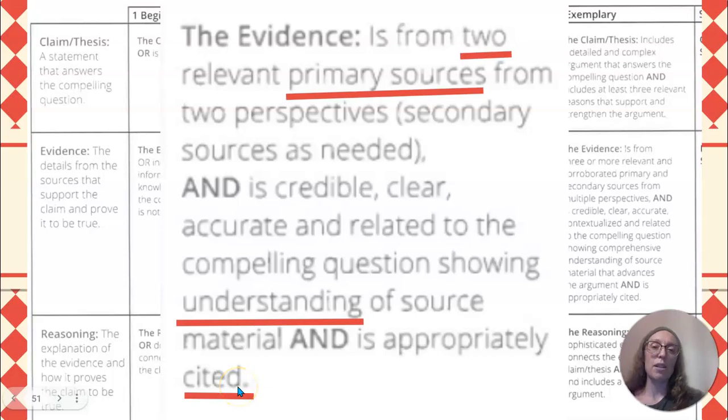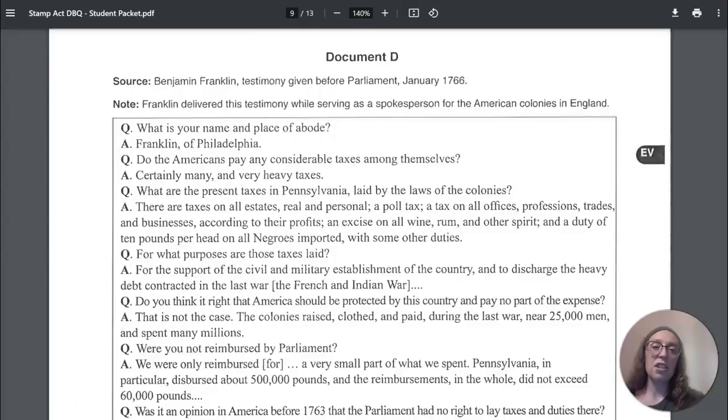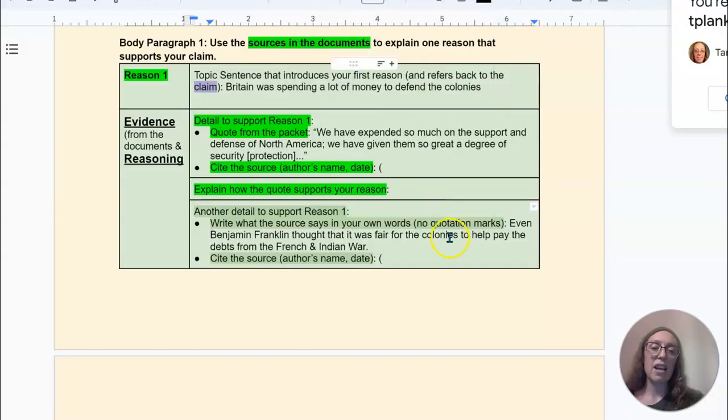I need to cite my sources. Citation comes from the source information at the top. You need the author's last name, so Franklin, and then you need the year, 1766. So Franklin, 1766. We're going to put the citation down here after the quote. So Franklin, 1766. And then I need the same citation information for the other quote.